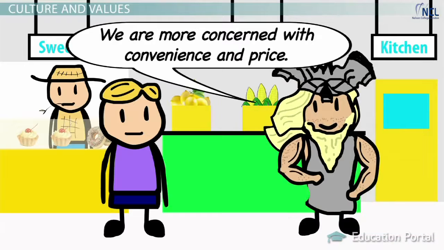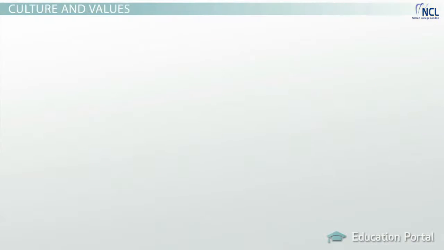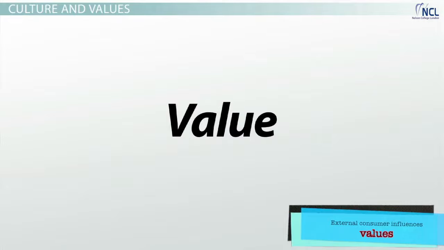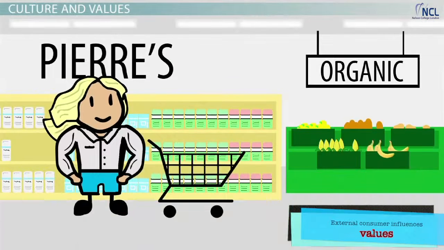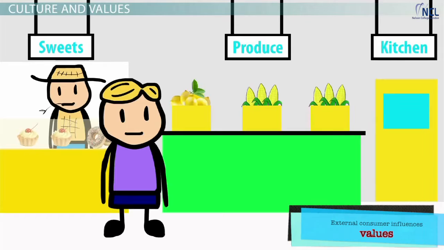Moving on to our next external influence, value, you could even say that our hypothetical Pierre's shoppers value freshness and quality, while the Bill's shoppers value convenience and price, and each group requires a different store format and product offering to meet the buying patterns associated with these values.